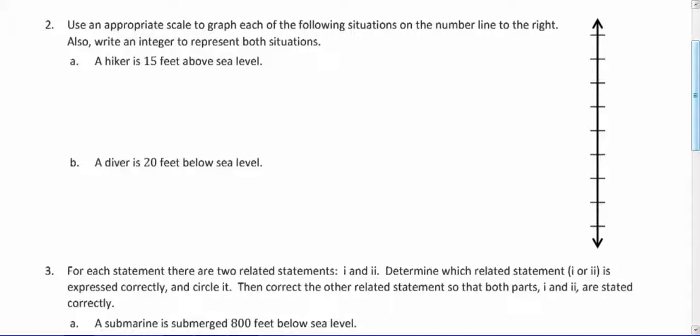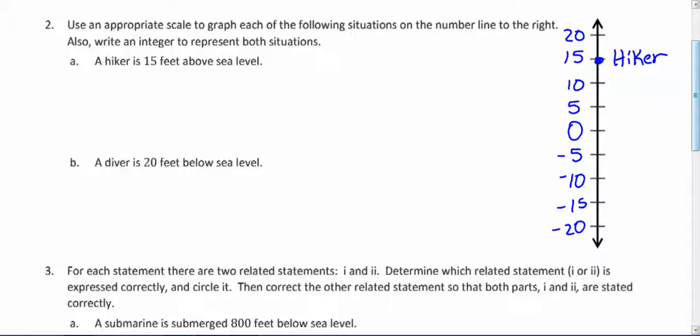So let's put a 0 over here to the left, and then we're going to count by 5s. So 5, 10, 15, 20. And below 0 are going to be negative numbers, right? So negative 5, negative 10, negative 15, and negative 20. All right, so if we have to indicate that a hiker is 15 feet above sea level, that's going to go right here. I'm going to put a dot. I'm going to write hiker.